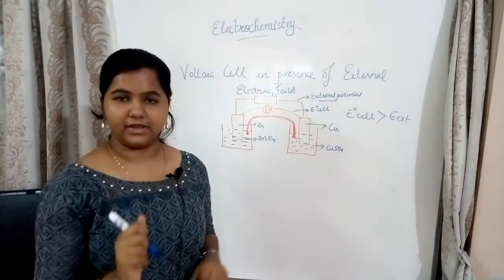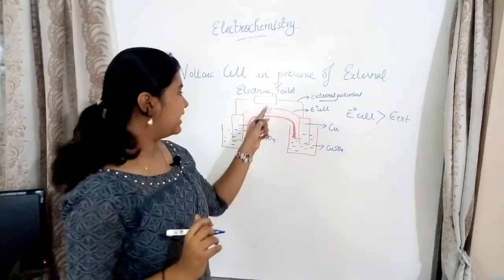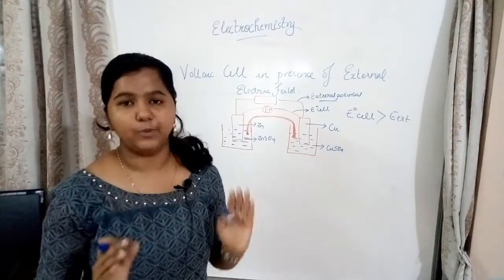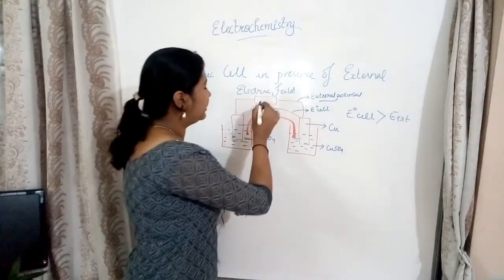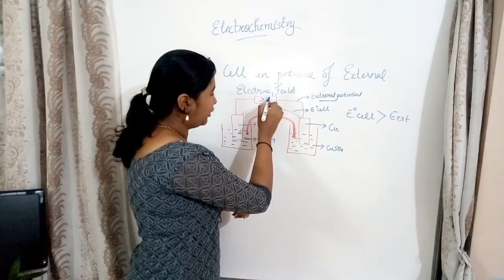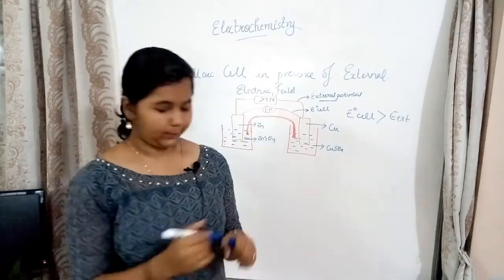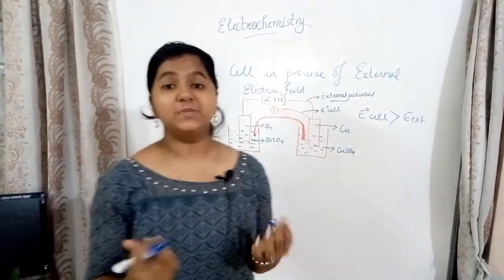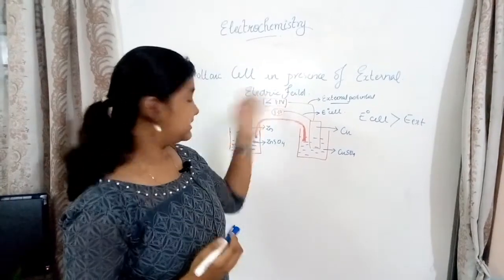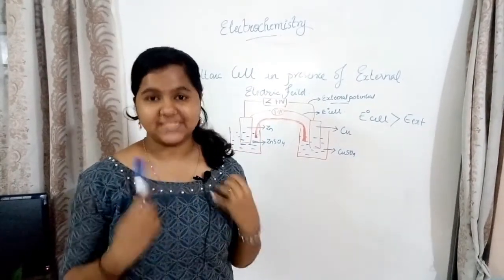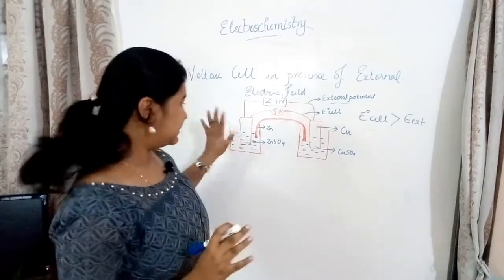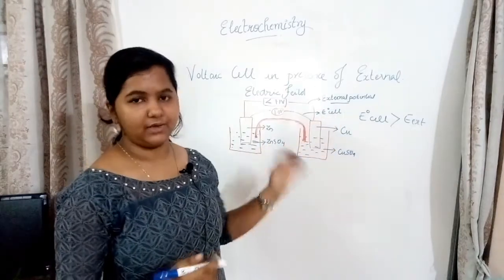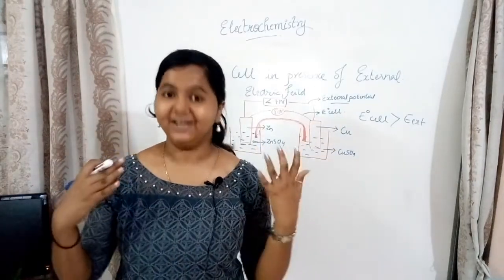So what would the external potential given be? That would be anyway lesser than 1.1 volt. We know a Daniell cell has cell potential as 1.1 volt. And then what are the observations that we can see when this is the condition? The first observation is the electrons move from zinc to copper, whereas the current flows from copper back to zinc. We know current is in the opposite direction of the electron flow.